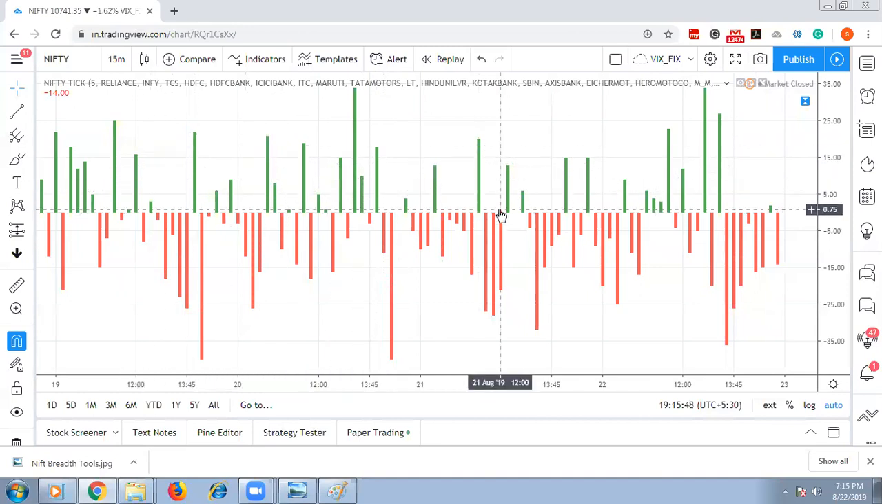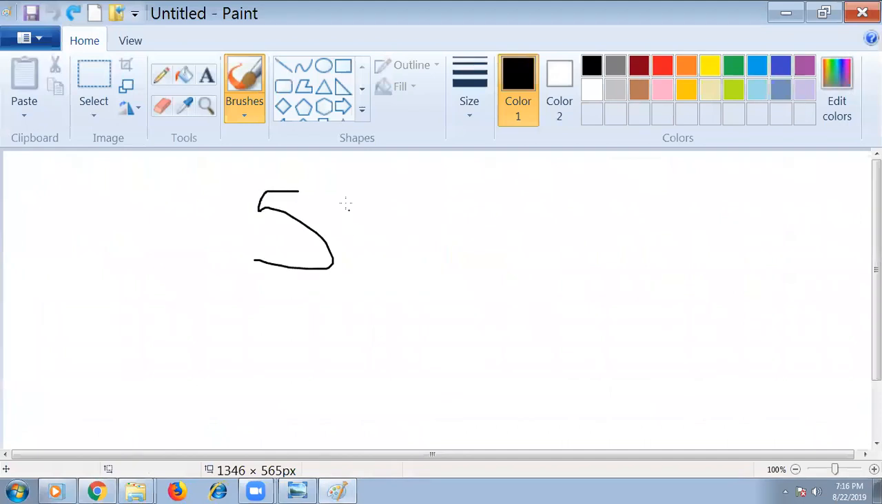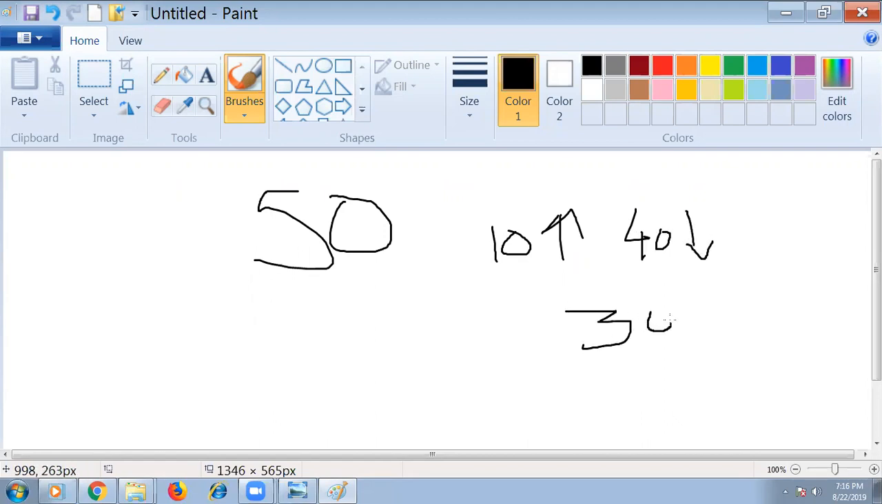So what does Nifty Tick do? Nifty Tick is nothing but advances and declines in the real market scenario. And we have created this by taking the difference of the stocks. Now everyone knows Nifty has 50 stocks, right? Out of those 50 stocks, if 10 stocks are moving up and 40 stocks are moving down, that means the difference is 30, right?